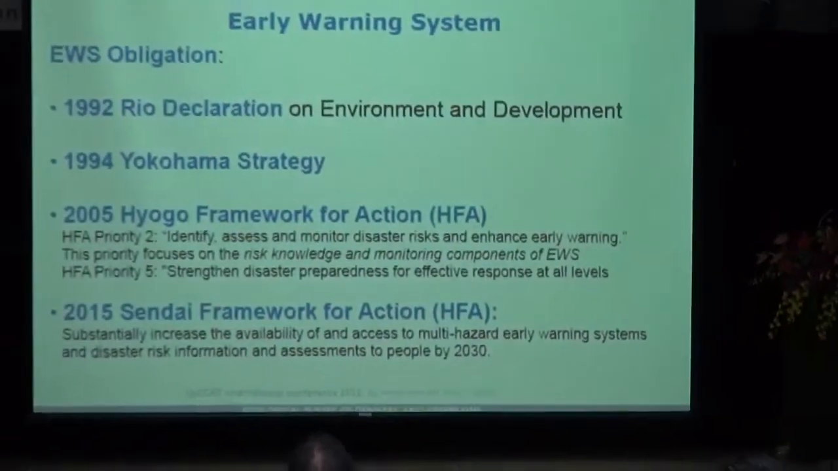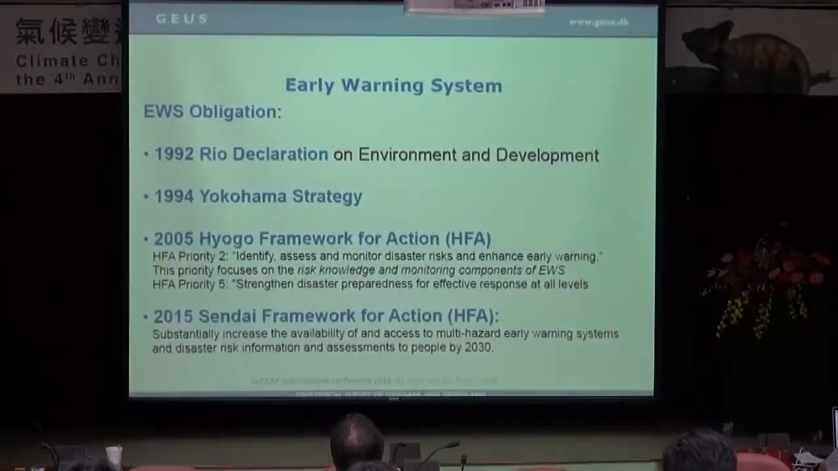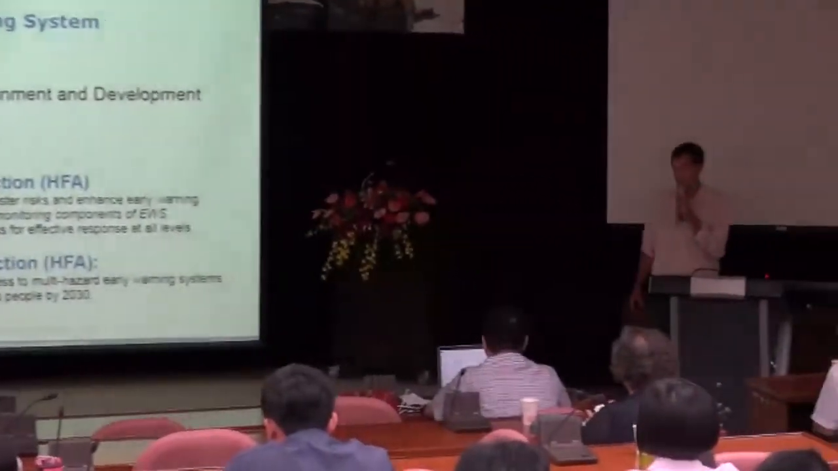This is the general definition agreed on for early warning systems, and you can see early warning in this picture of the total risk management cycle. Early warning has been endorsed for a long time. There's an early warning obligation actually from 1992, then the Yokohama Strategy, then the Hyogo framework, which just closed. Now we have the Sendai framework for action, recently adopted, and it still says substantially increase availability and access to multi-hazard early warning systems. So it still has a very high priority, and we can all understand why.